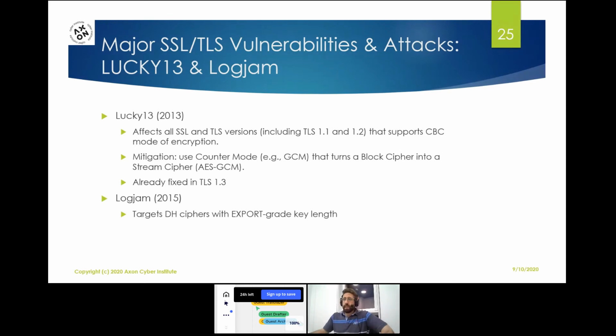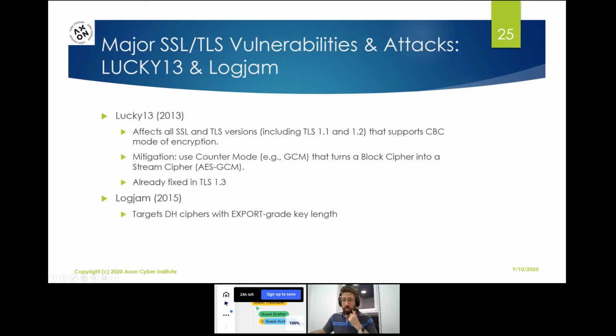Logjam is another vulnerability, discovered in 2015, and it targets the Diffie-Hellman cipher. Diffie-Hellman is an algorithm for key exchange. It's a way to generate secret keys in such a way that the key itself is not transferred on the wire, not even transferred encrypted. So there is no transference of the key at all.